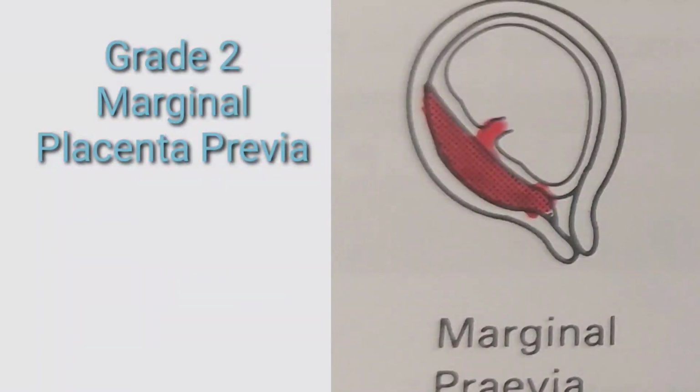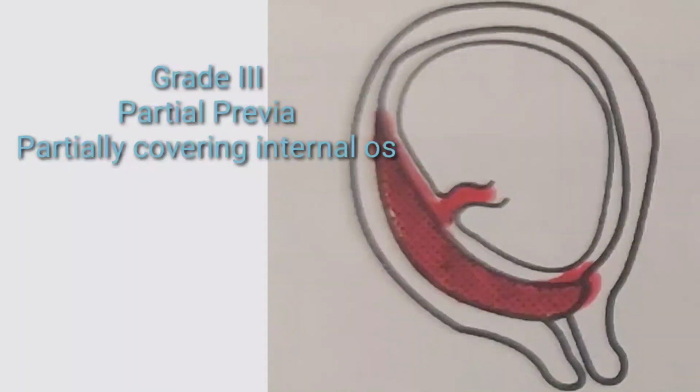Mind you, the low-lying grade 1 and marginal grade 2 placentas cannot interfere with the delivery process, and vaginal delivery is still possible because they are not obscuring the internal os at all. Although there will be greater chances of covering the internal os at a later age, if at the time of delivery it is still low lying or marginal placenta previa, it is not interfering with the delivery process. Next comes grade 3 placenta previa.